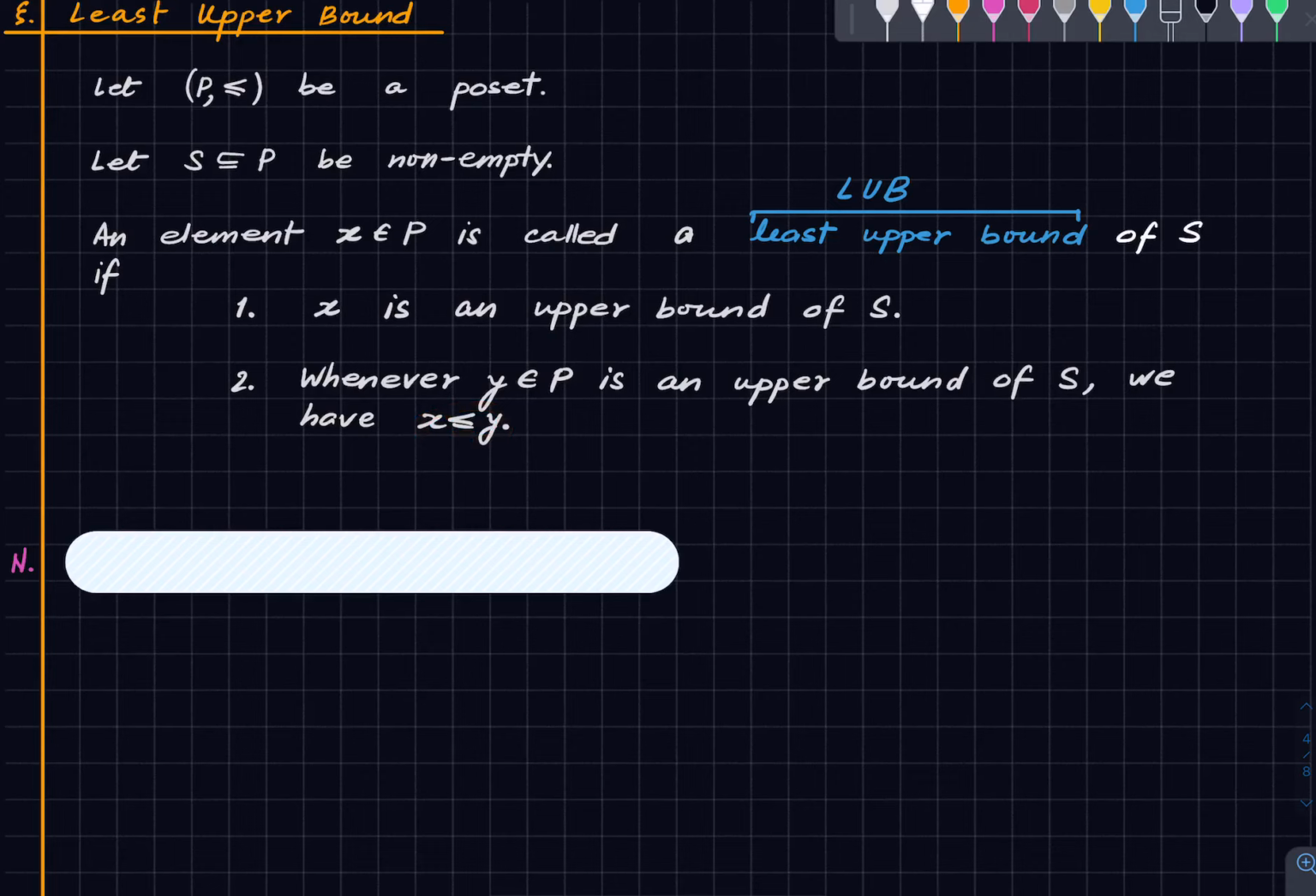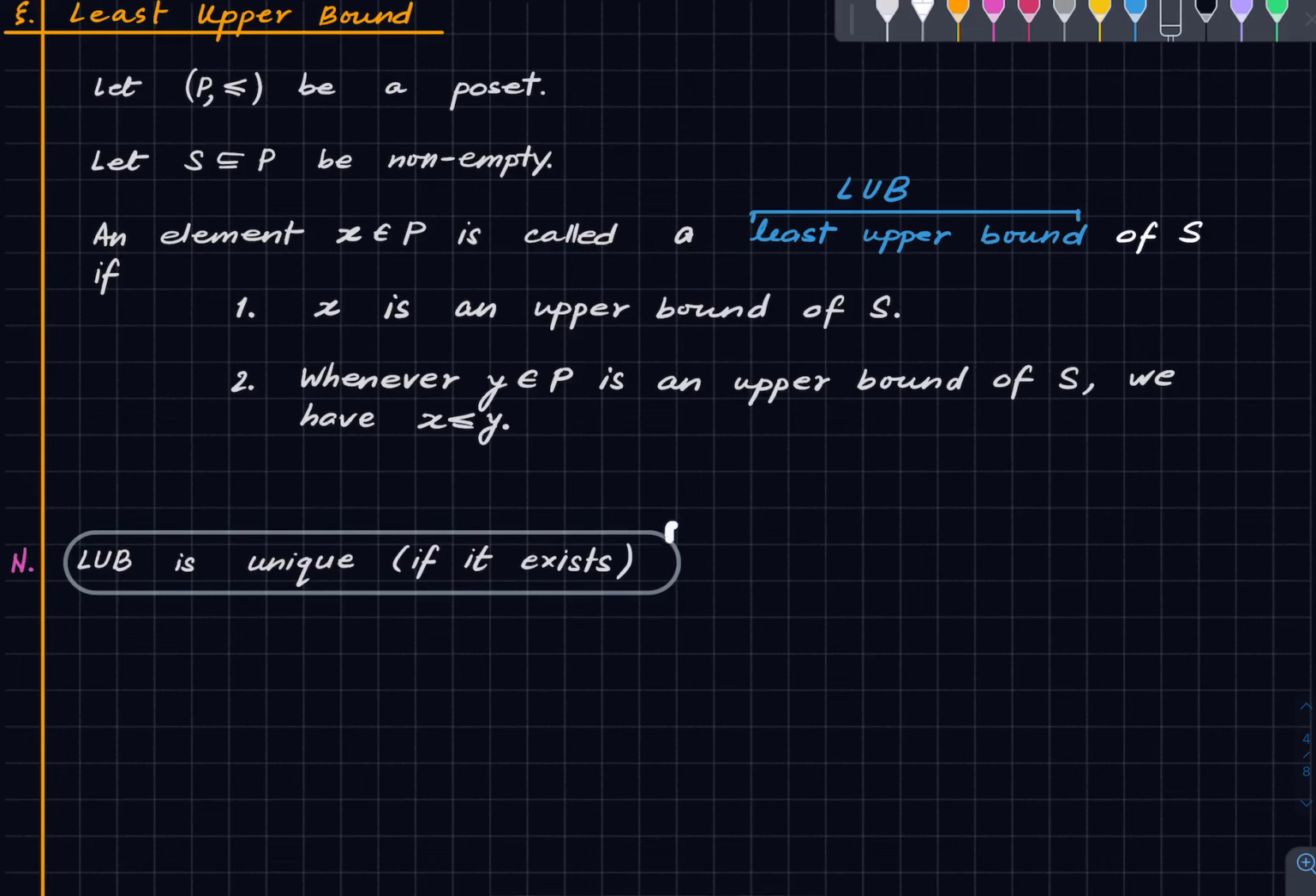So what is it trying to say? Something is a least upper bound of S if first of all it is an upper bound and it is smaller than every other upper bound, and hence it is true to the phraseology. The phraseology is well chosen. It is the smallest of all upper bounds. So the definition is simple, but let us note one thing before we move on.